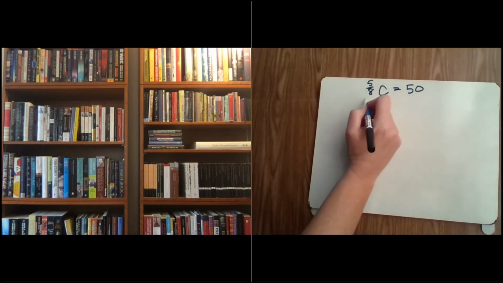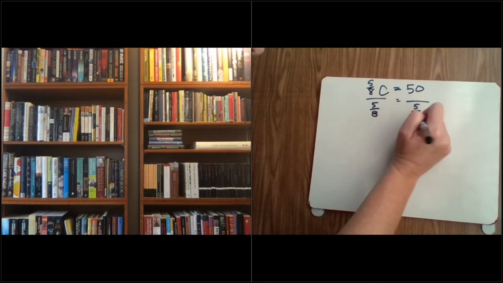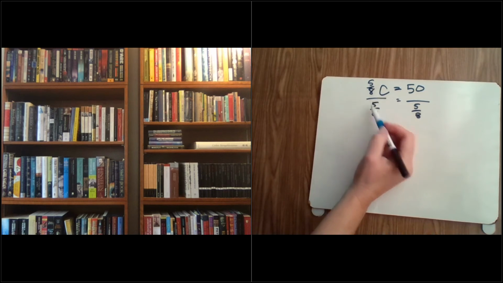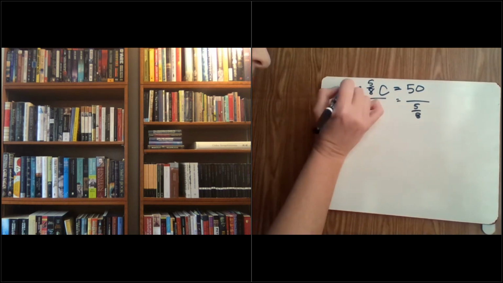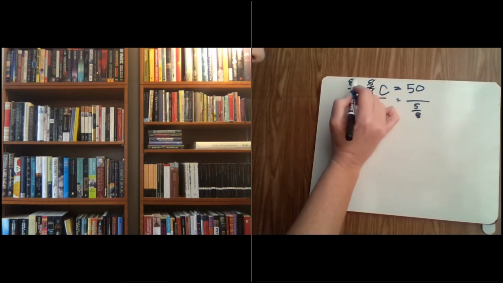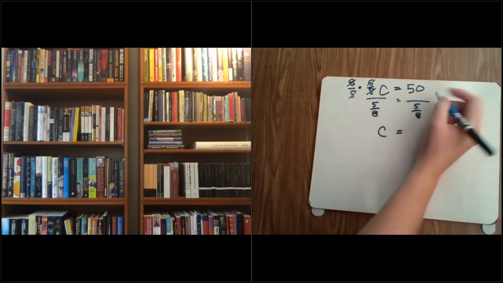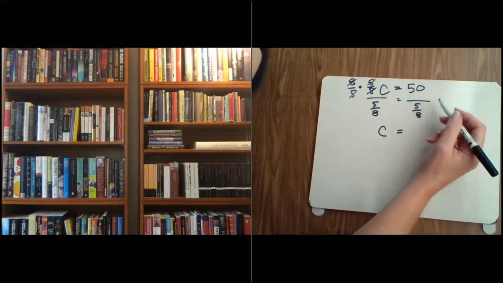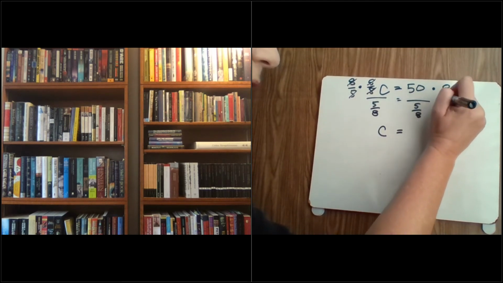Again, I'm multiplying by a fraction, so we need to divide. I was multiplying by 5/8 here, which means I need to divide both sides of my equation by 5/8. Remember, when we're dividing by a fraction, it's the same thing as multiplying by the reciprocal. I can cross simplify, and I end up with just C on the left side. Same thing here, 50 divided by 5/8, I have to multiply by the reciprocal 8/5.